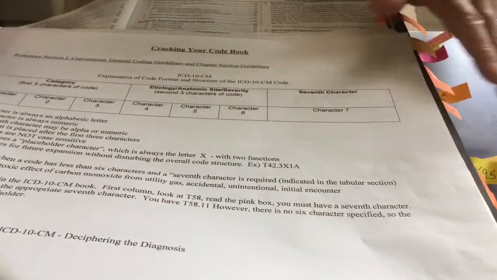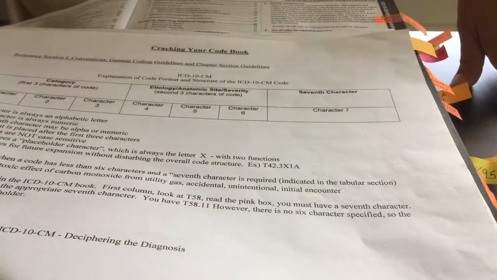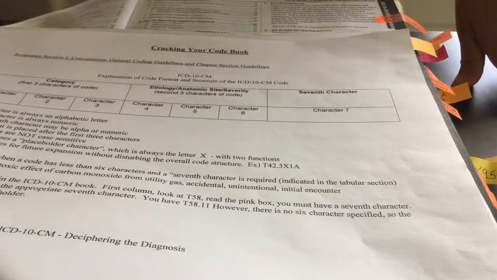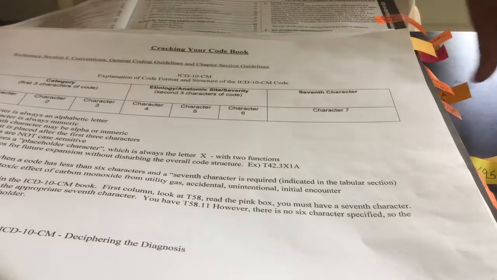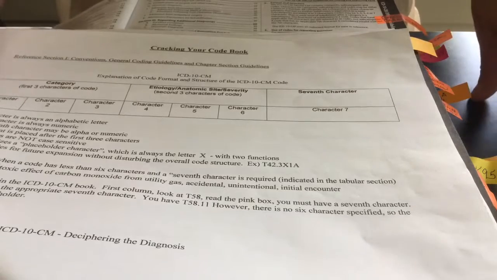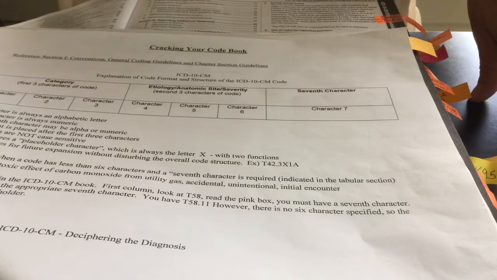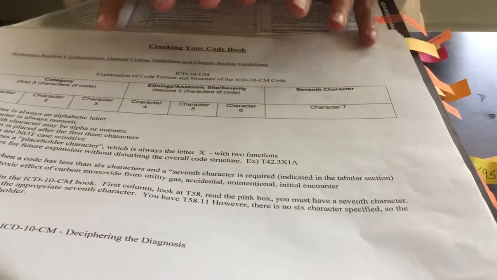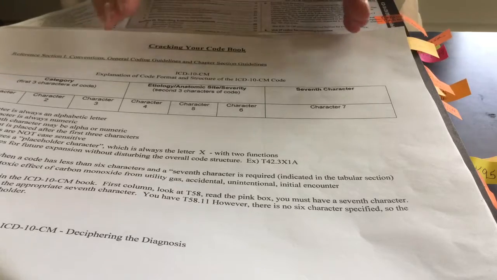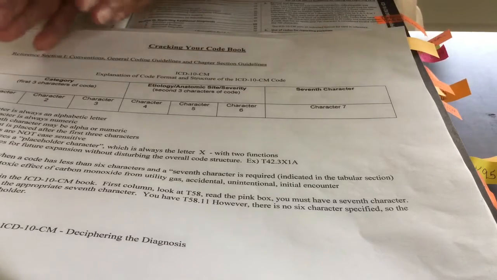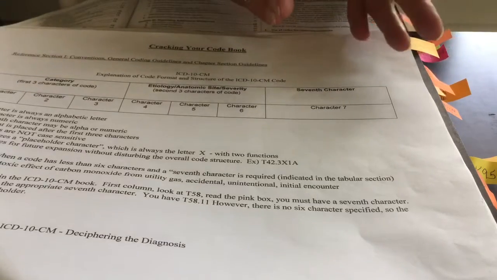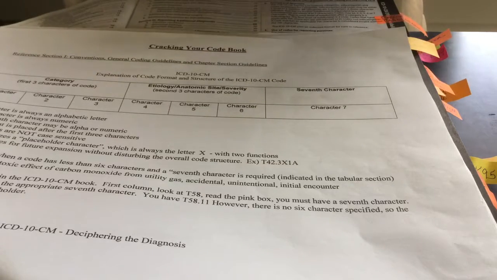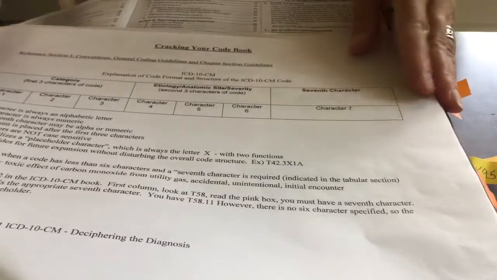There is also a placeholder code that is identified with the letter X, and that is used when there are 7 characters required, but there is a missing character between character 1 and character 7. This is a little bit hard to grasp, so I'm just going to go over one example with you.